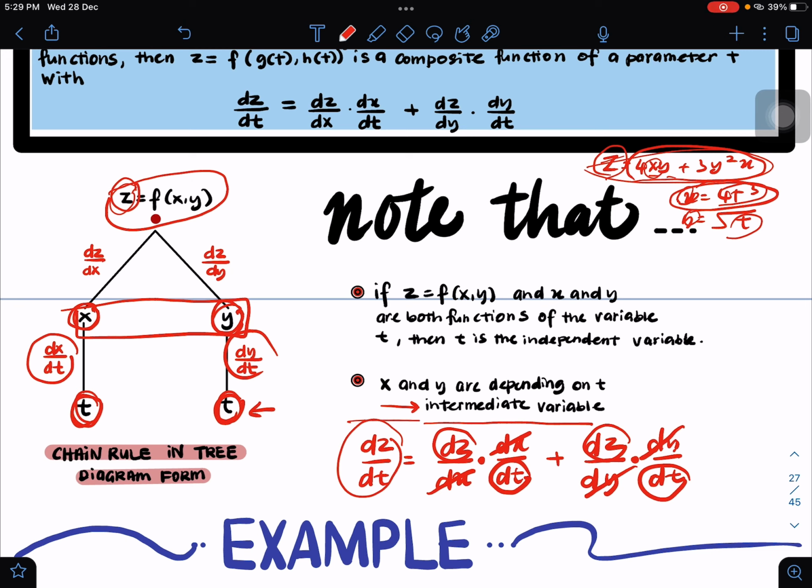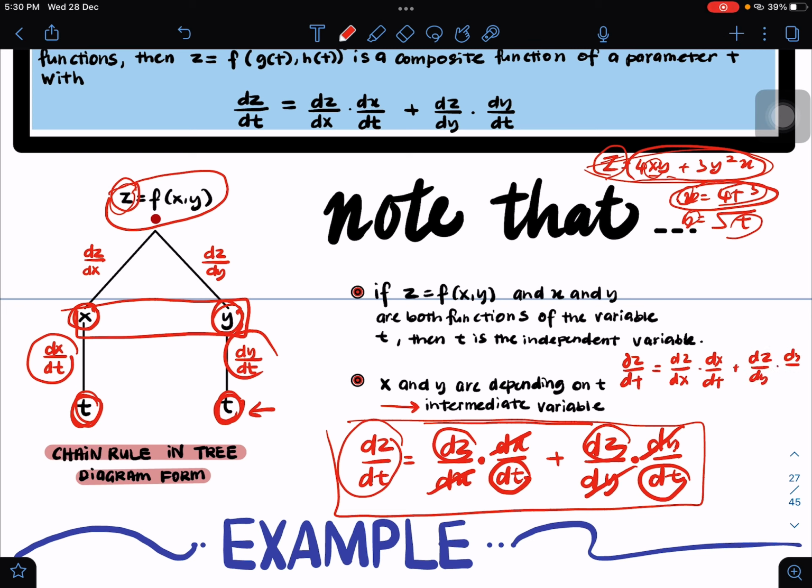This is called the chain rule formula. For us to find dz/dt, we need to use the chain rule, which is dz/dx multiplied by dx/dt, plus dz/dy multiplied by dy/dt.